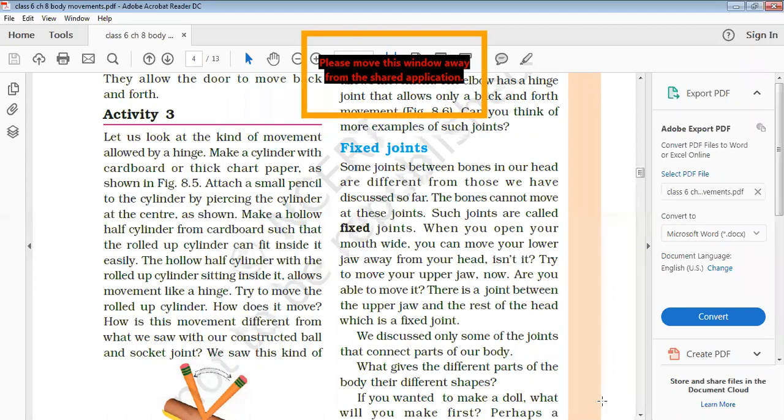When you open your mouth wide, you can move your lower jaw away from your head.